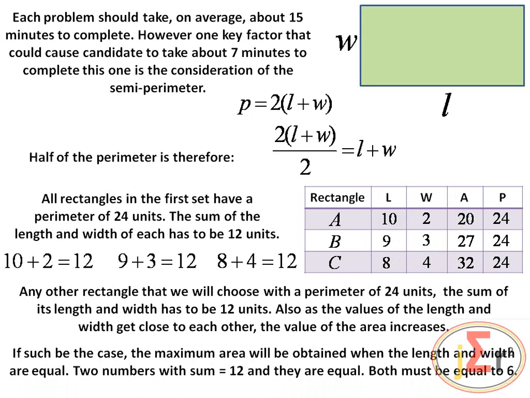Two numbers with a sum equal to 12, and they are equal because the semi-perimeter is 12. That means the two sides of the rectangle, when we add them, we get 12. So the sum is 12, and they are equal. If they have a sum of 12 and they are equal, both of them must be equal to 6.